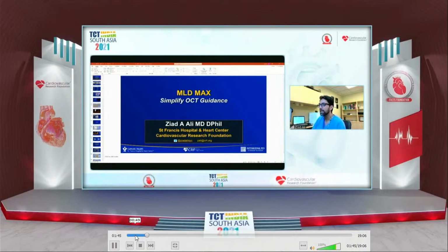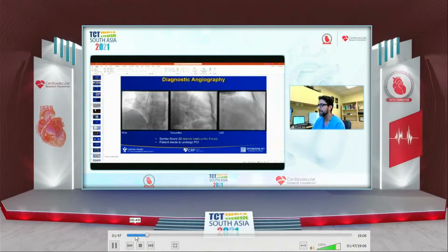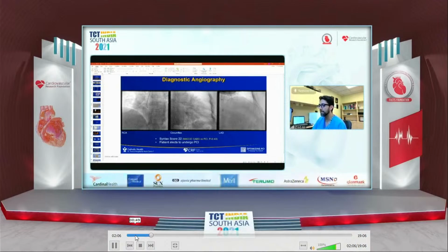Okay, so the best way to talk about MLD max is in the context of a case. This is a fairly typical case we'd see in the cath lab: moderate right coronary disease, complex bifurcation disease, and a proximal LAD lesion. As is typical in many centers, we calculate the Syntax score in patients with triple vessel disease. This patient has a Syntax score of 22, and the patient elected to undergo PCI, which really means we have to get CABG-like results specifically on the LAD.